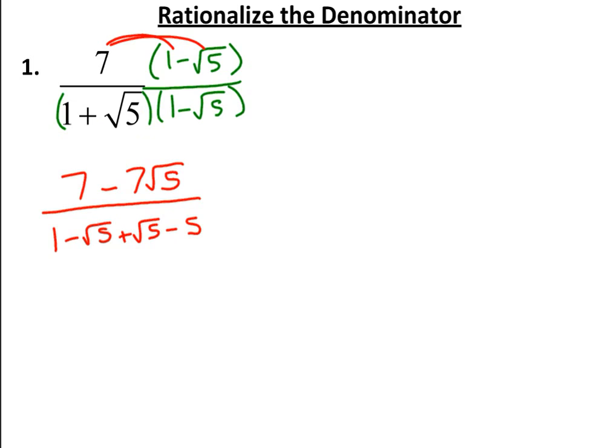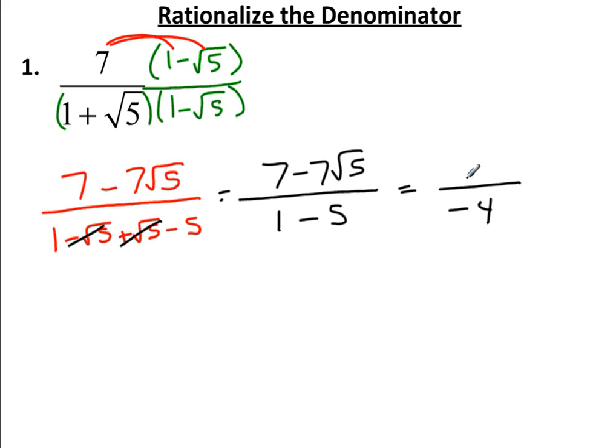So the nice thing about this is our middle terms, negative root 5 plus root 5, simplify to 0, so I have 7 minus 7 root 5 in the numerator, divided by 1 minus 5 in the denominator. Well, 1 minus 5 is just negative 4. So I have 7 minus 7 root 5 over negative 4.